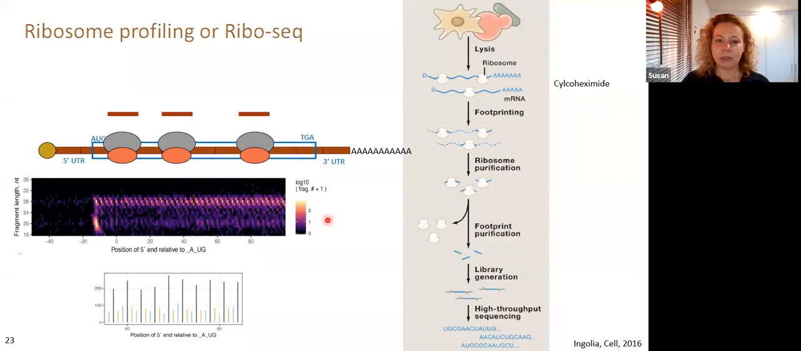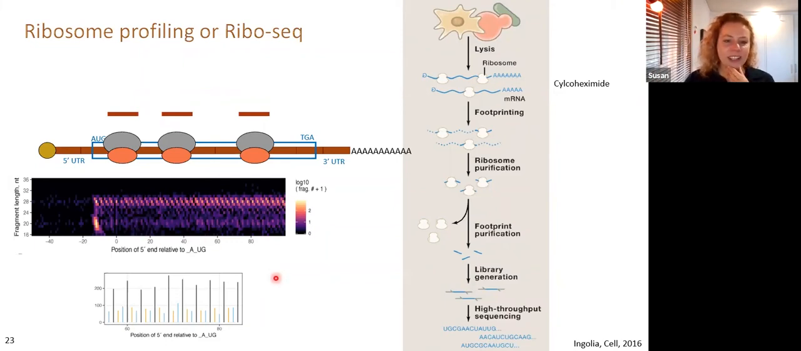And so the result would look like that. For example, for the schematic drawn here, you would get, say, 3 footprints for the 3 ribosomes sitting on it. Very often, these results are depicted in a heat map. Then only the first nucleotide of this footprint is depicted in the heat map. And these footprints are usually around 30 nucleotides in size. It differs slightly from organism to organism.